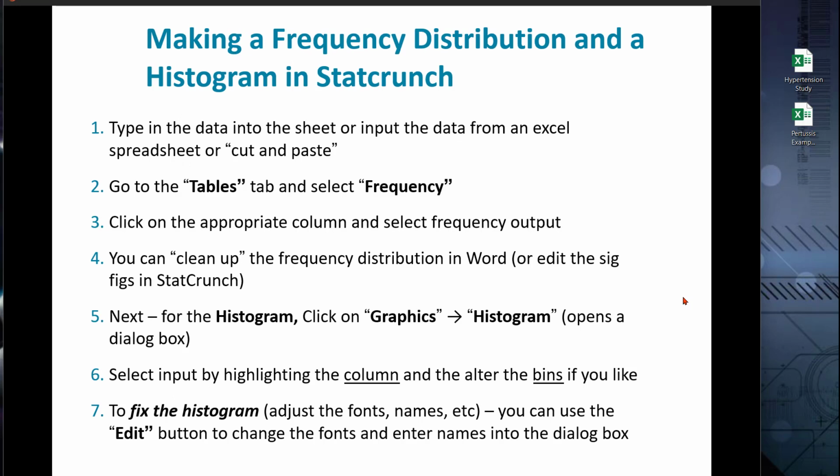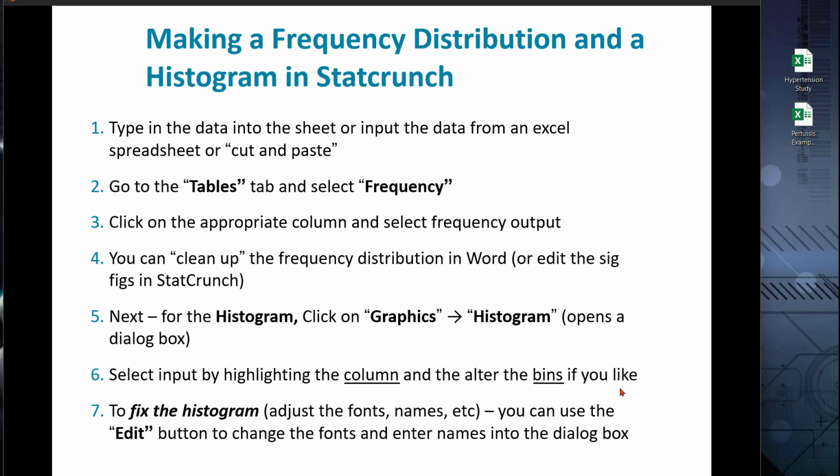For interval and ratio data, making a frequency distribution and a histogram is easily done in StatCrunch. Once you have the data in StatCrunch, go to the Tables tab under the Stat menu and select Frequency. A dialog box will open, and there you can select the variable and the frequency output or outputs. To make a histogram, simply click on the Graphics tab and select Histogram. StatCrunch will automatically bin the outputs for you, but you can change the bins in the dialog box if you wish to.